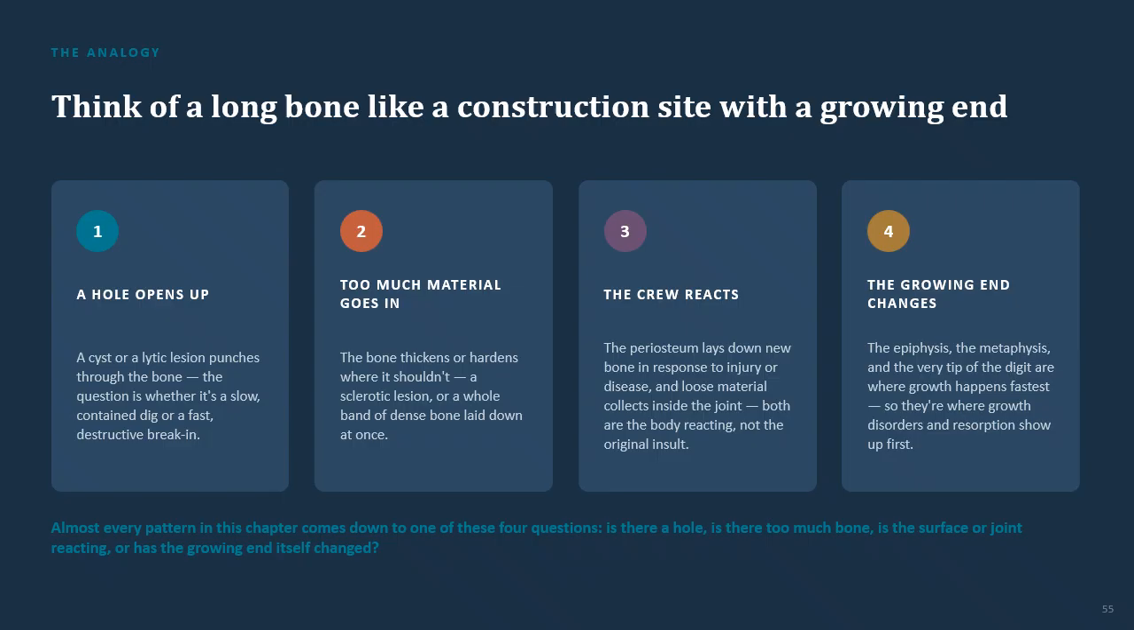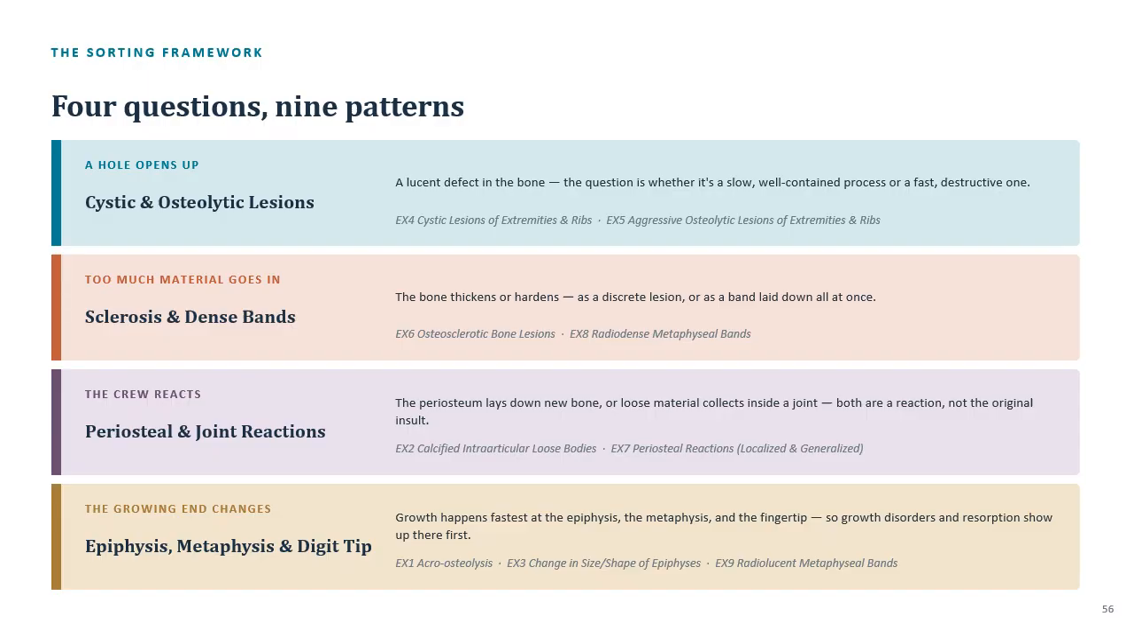So again, as we're looking over the 9 patterns that we saw earlier, we're going to keep these 4 buckets, or questions, in mind. Is that bone being lost? Is too much bone being produced? Is the bone actually reacting to something, or is there some sort of problem with the growth in general of the bone? That's going to help us sort out some of these conditions or diseases. Now we're combining those 4 questions with the 9 extremity patterns that we talked about earlier. This is how we're going to decide what kind of abnormality we're looking at.